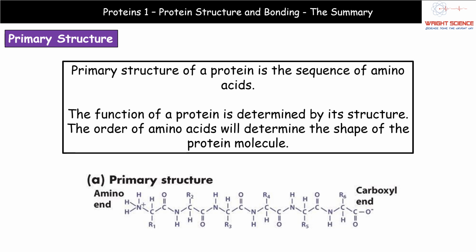The sequence that those amino acids occur in, and therefore the primary structure, is going to have a part to play in these other levels of protein structure, because those individual amino acids all have their own little side groups, remember, and they all cause things to interact in different ways, as we'll find out as we go through this video. So basically this order of amino acids in the primary structure is going to play a part in determining that final shape of the protein molecule. So primary structure, sequence of amino acids.